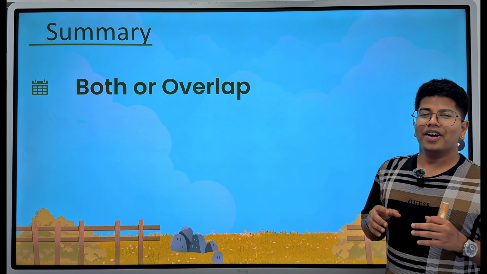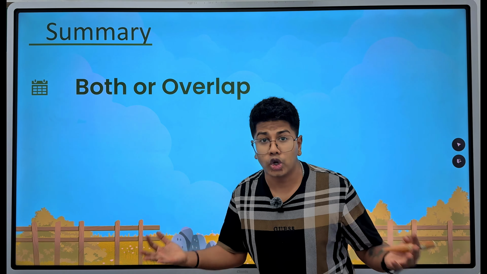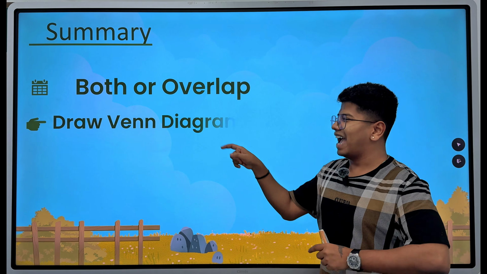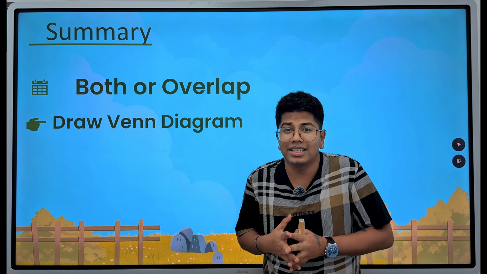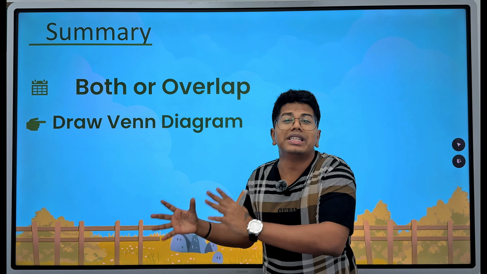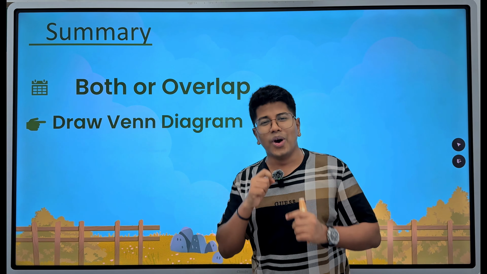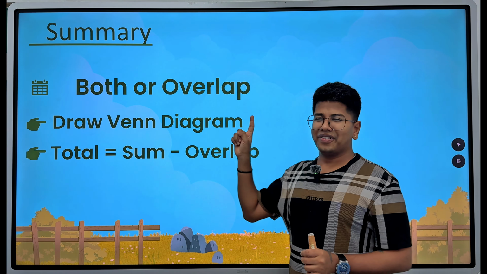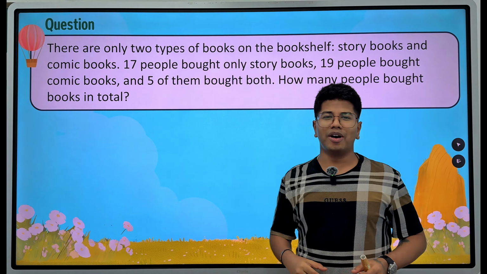Whenever there is a both or overlap, what type of diagram should I draw? Perfect, the Venn diagram. And in a Venn diagram, to calculate the total, what should we do first? Yeah, we should add the groups, that is the sum of the groups. And from sum, what do we remove? The overlap part. So here, if we need to find the total, we can take sum minus the overlap. Now understanding this, let's go back to our question.